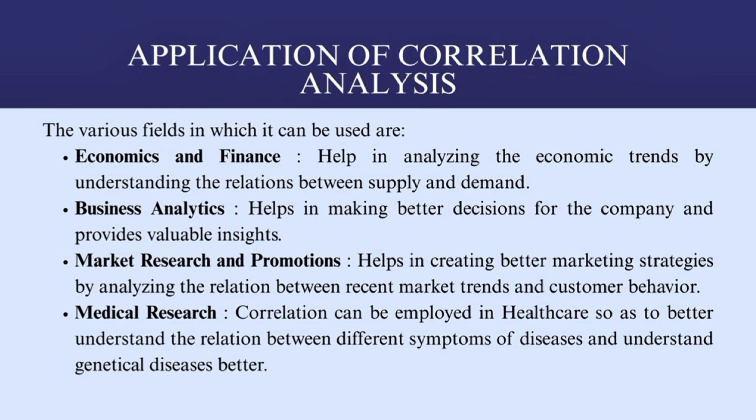Medical research: correlation can be employed in healthcare so as to better understand the relation between different symptoms of diseases and understand genetic diseases better. In healthcare, correlation is used to find links between symptoms and diseases. It also helps in genetic studies, where researchers look at how certain genes are related to inherited conditions and how different health conditions are connected.